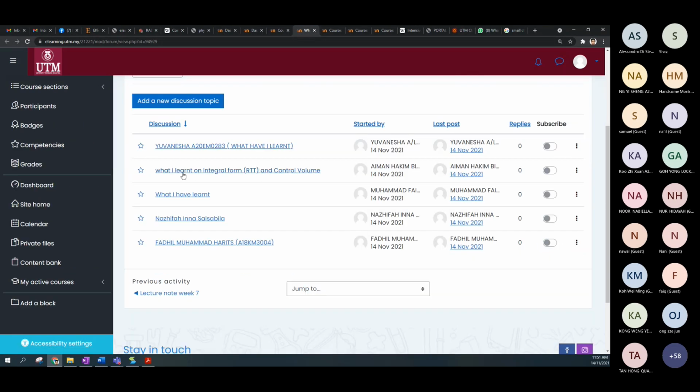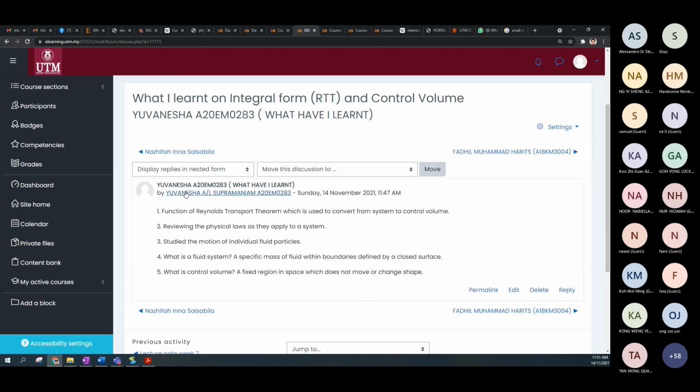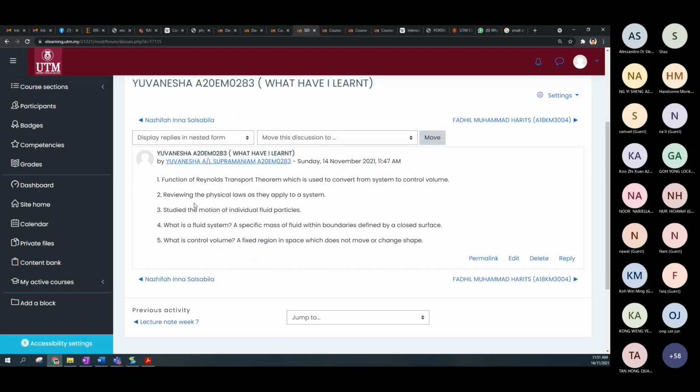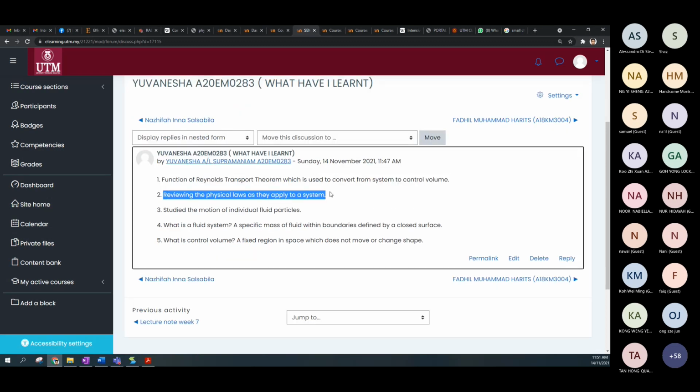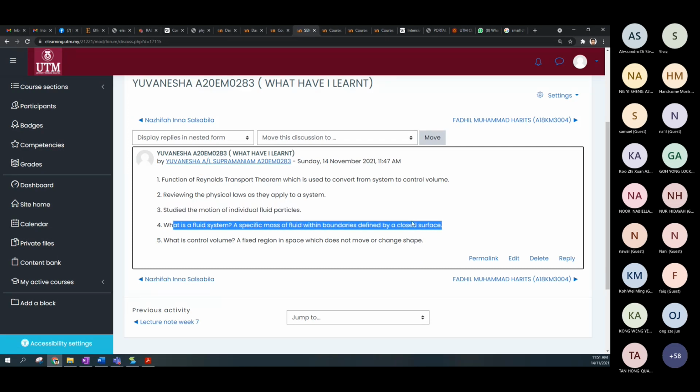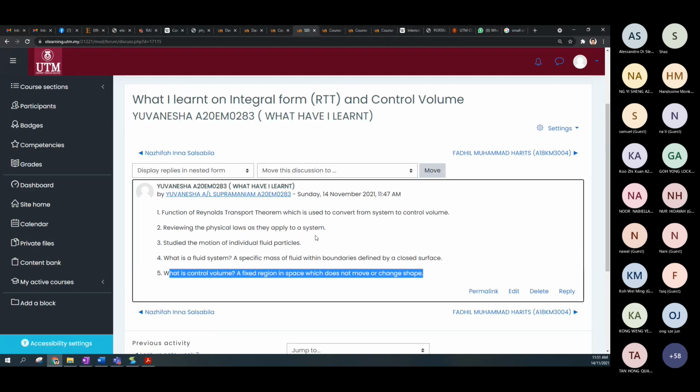Alright, we have Yuvanisha. Thank you. What I have learned: a function of Reynolds transport theorem which is used to convert. Yes, correct. Review of physical law and apply. Study of motion in vertical. Closed surface. Okay, that is good.